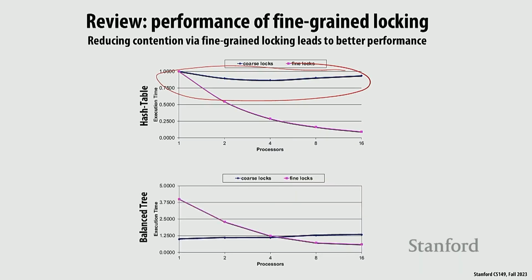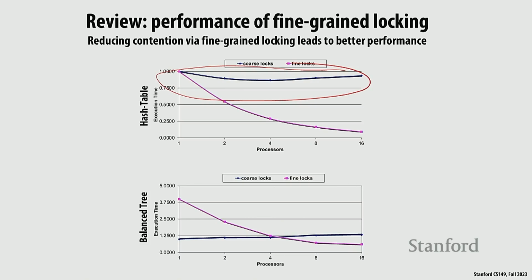What's happening here? In this case, the coarse-grained locks give you this no-concurrency line, which doesn't improve with the number of processes. But what is happening with fine-grained locks? We're going from a hash table to a balanced tree data structure, and now we are using fine-grained locks with the balanced tree. So why, at one processor, is the execution time so much worse than the coarse-grained locking scheme?